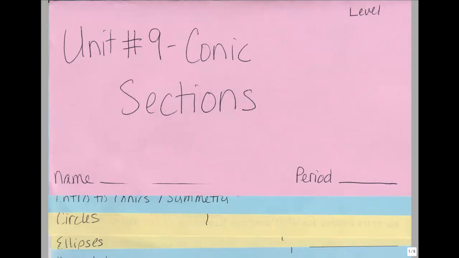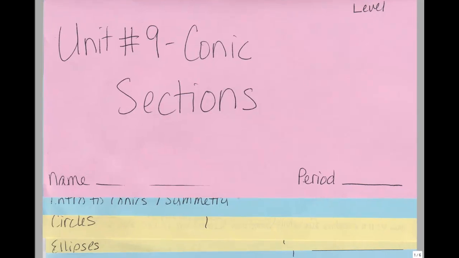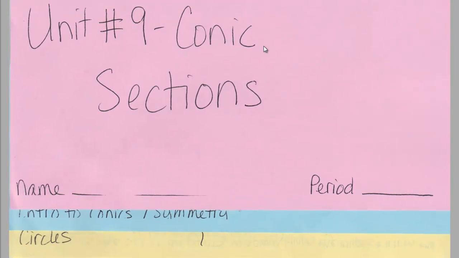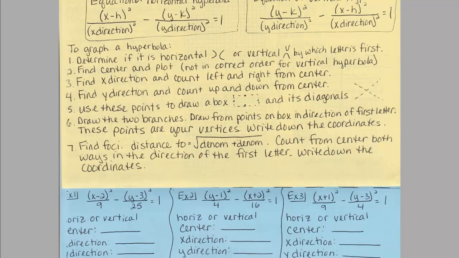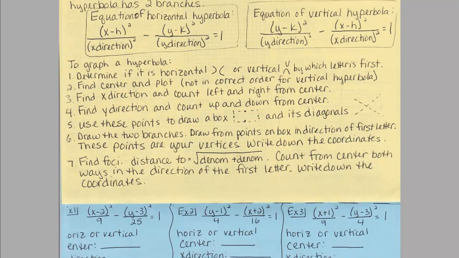We are continuing with Unit 9 conic sections. We're going to go to the fourth flap of your foldable, and this will cover hyperbolas. And this one's a little more complicated, so please make sure that you're paying attention while I do this.